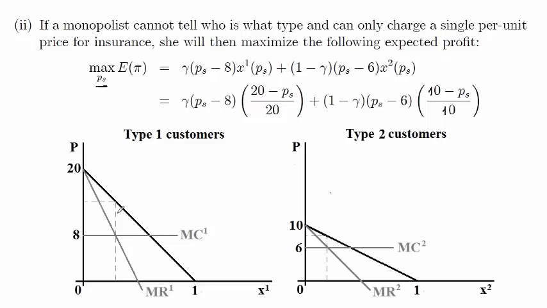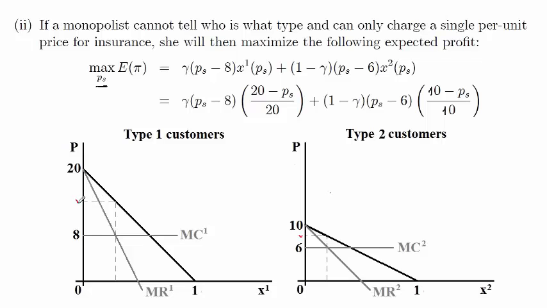Now, since each type of the customers has his own demand, so willingness to pay, if I were allowed to charge different single per unit prices, then I would charge a price which would result from the intersection of the marginal revenue and the marginal cost curves, right? So for type 1 customers, it will be here, and for type 2 customers, this price is going to be right here, right?